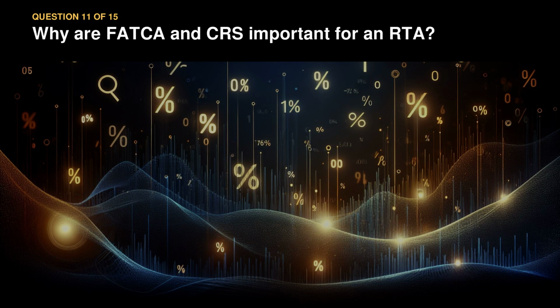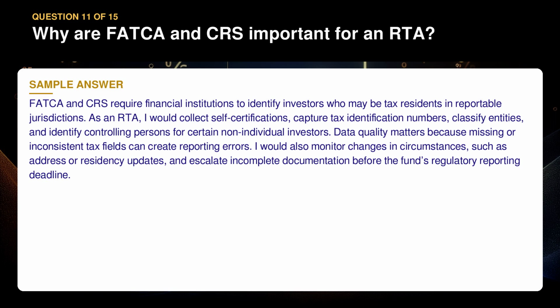Question 11. Why are FATCA and CRS important for an RTA? FATCA and CRS require financial institutions to identify investors who may be tax residents in reportable jurisdictions. As an RTA, I would collect self-certifications, capture tax identification numbers, classify entities, and identify controlling persons for certain non-individual investors. Data quality matters because missing or inconsistent tax fields can create reporting errors.